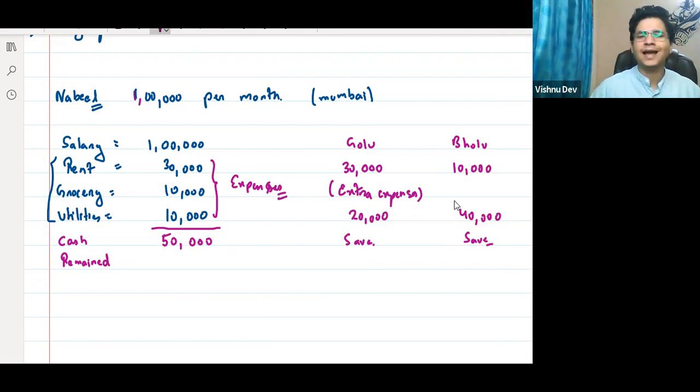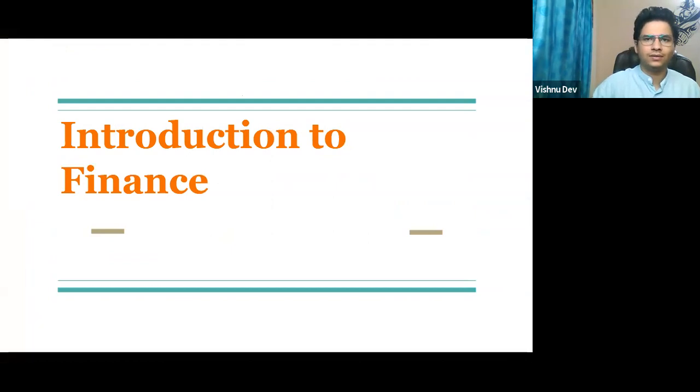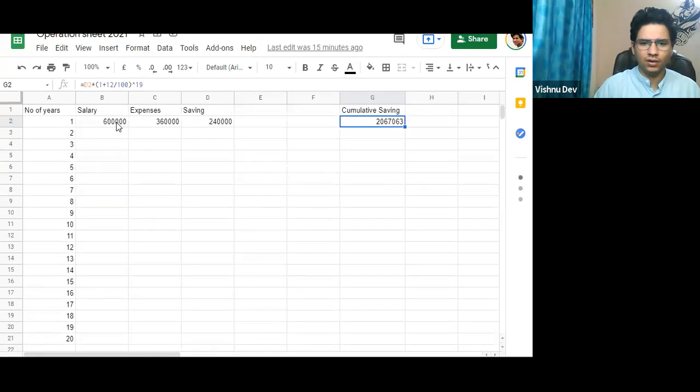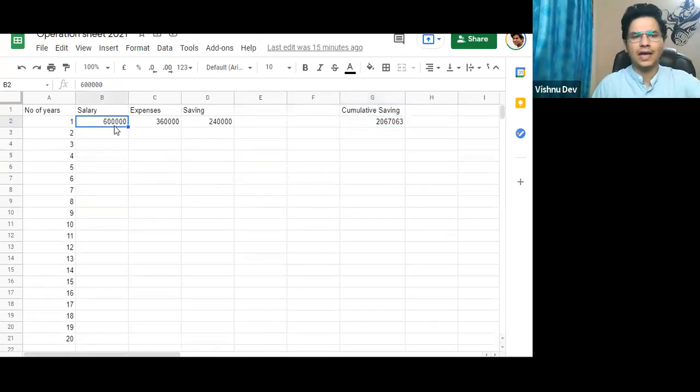So let us do some maths. Why is saving important? What is going to happen? I guess all of you can see this sheet. So the yearly salary, if he's earning 1 lakh per month, in hand salary, it would be 12 lakh.